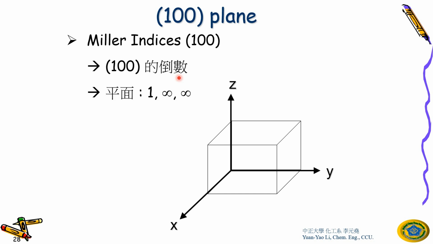That means step 2 is intercept, right? You intercept 1 here. And the intercept in the y-axis is infinite. So infinite is this one, right? And then infinite to the z-axis is this one. So as you know, this point here and infinite. So we are talking about this plane.